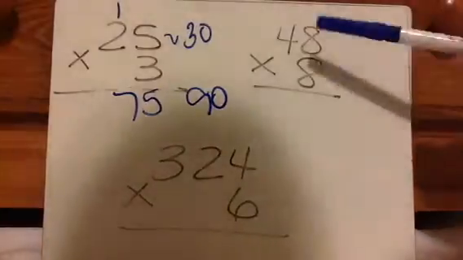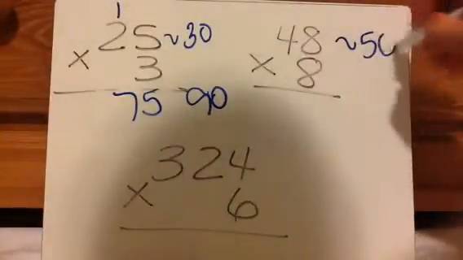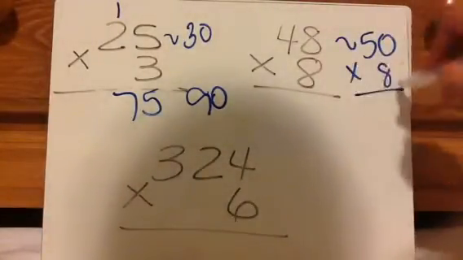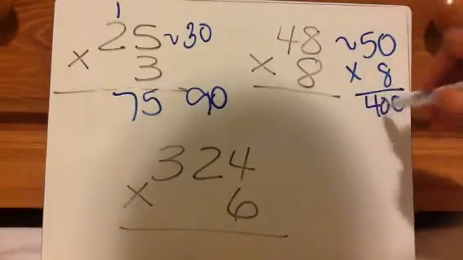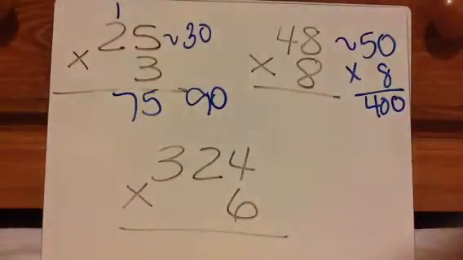So looking at this next one, 48, well, that's close to 50. So 50 times 8. So that's 0, and then that's 40. So my answer should be somewhere close to 400. I mean, it could be a little ways off, but again, it should be around there.